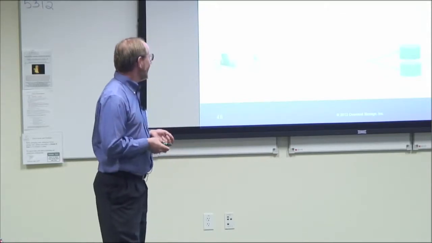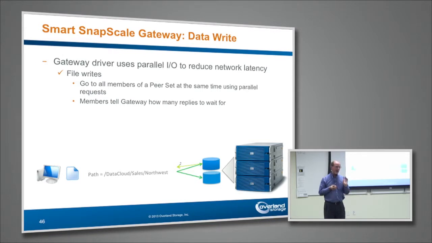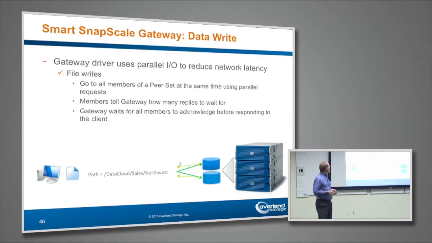Good question. What happens is that the first one to reply knows how many members are in that peer set. The gateway driver knows how many members are supposed to be in that peer set, but it doesn't know how many are actually there because one could have failed in the middle of the request, right? And the peer set actually knows its current state because the members are talking to each other all the time. So the first peer set member that is able to reply says, you should be expecting 2 replies, or you should be expecting 3 replies before you're done. And so then the gateway driver waits for all the replies to come back before he moves on.